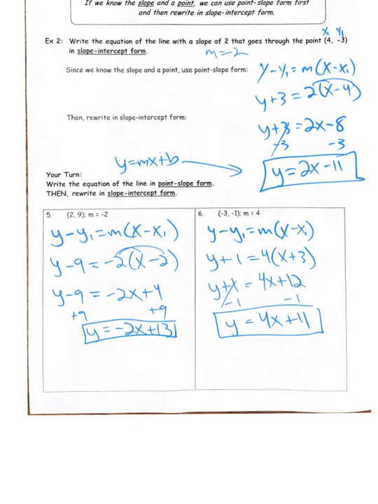Next step still the same. We want to distribute the 4. So taking the 4 times x and the 4 times 3 gets me 4x plus 12 on the right side of my equation. And then to get y by itself, we're just subtracting 1 to get y equals 4x plus 11.